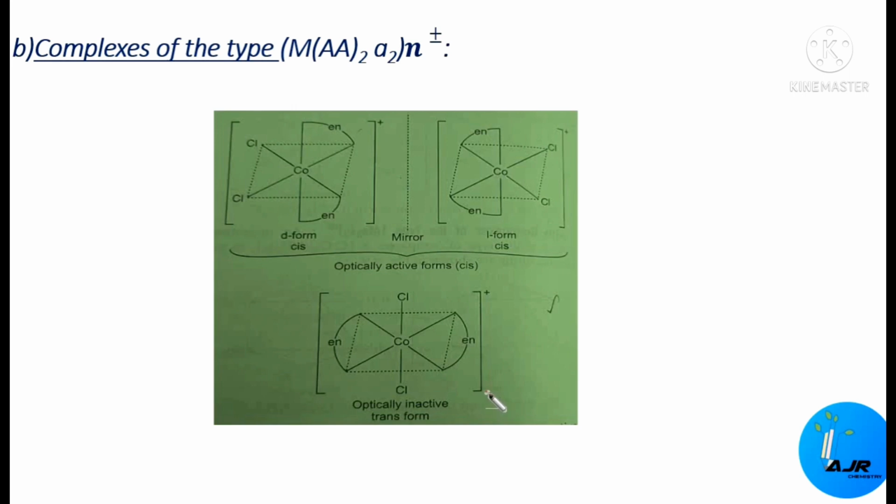An example of this type of complex is [CoCl2(en)2]+, plus or minus. This exhibits both geometrical as well as optical isomerism. Its cis form is asymmetrical, while the trans form is symmetrical because it contains a plane of symmetry. Hence, optical isomerism is shown by the cis form only. The cis form has been resolved into the D form and the L form.